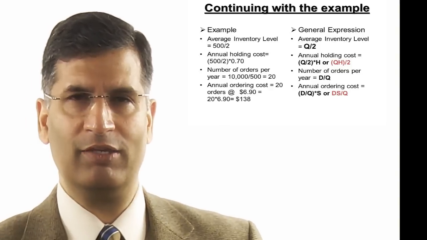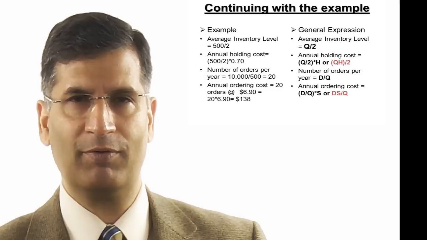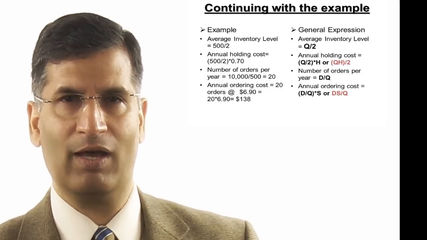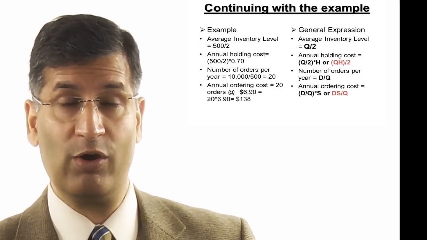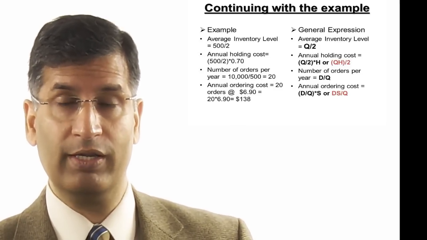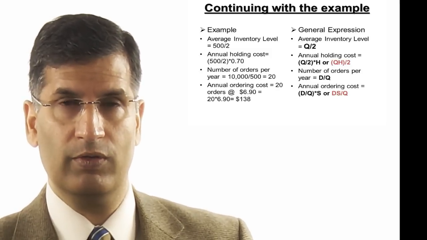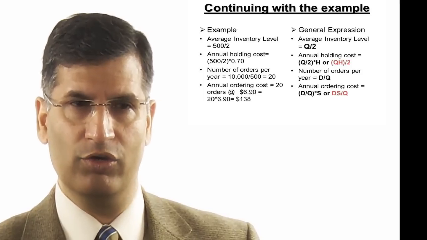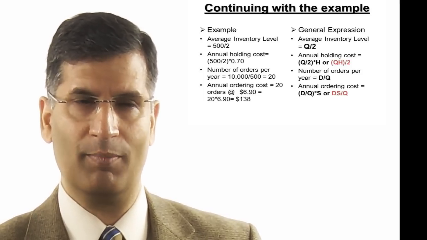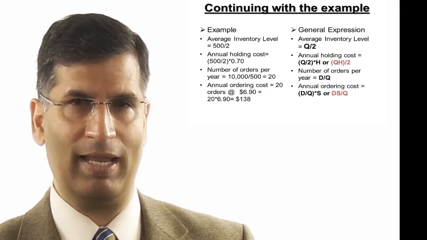How many orders will they place per year? In this example, they place an order for 500 quantities, and they are buying 10,000 items, so 10,000 divided by 500 will give you 20 orders. They are placing 20 orders per year. The general expression will be D divided by Q. D is the annual demand, Q is the quantity they are ordering every time they place an order.